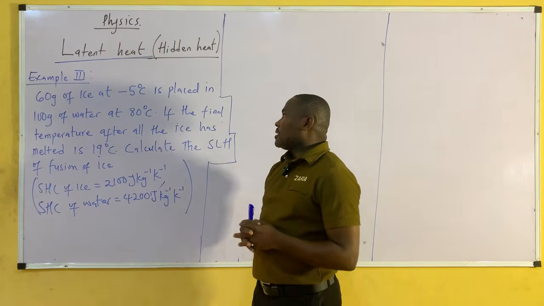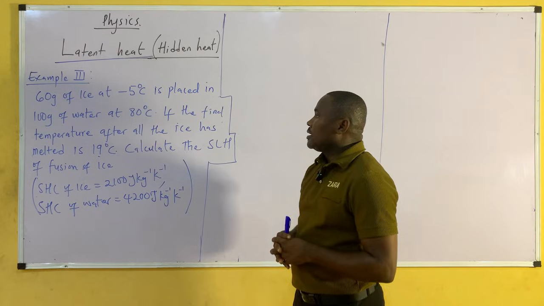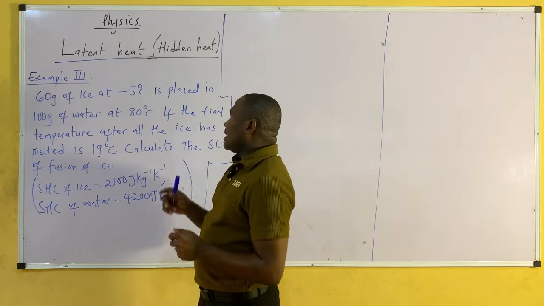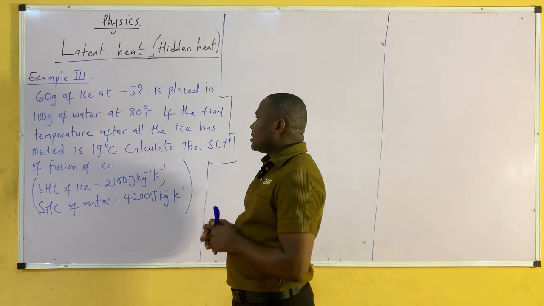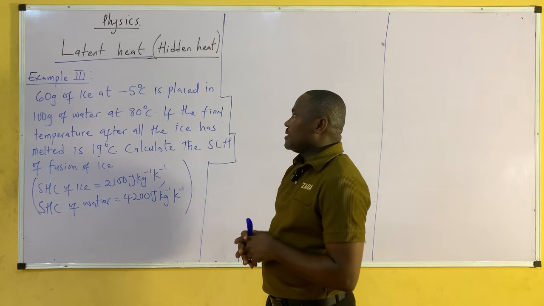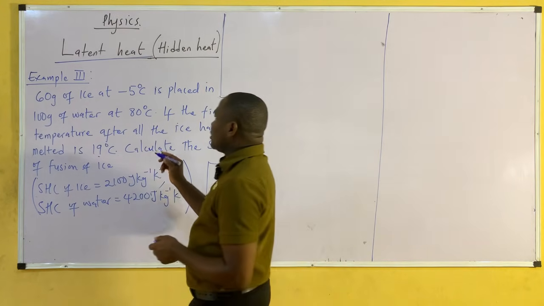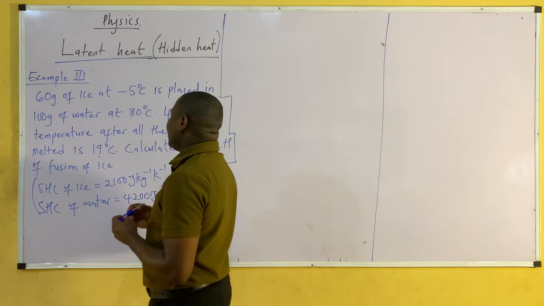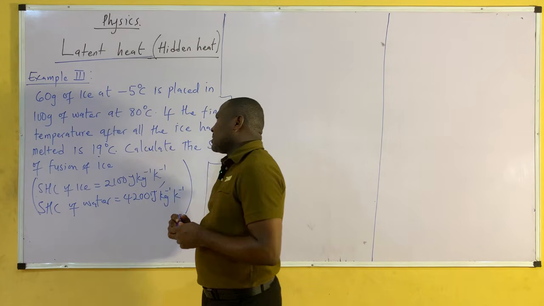Thank you. Now let's look at another example, example 3. It says 60 grams of ice at minus 5 degrees Celsius is placed in 100 grams of water at 80 degrees Celsius. Now take note of this: ice is at minus 5, water is at 80 degrees Celsius.